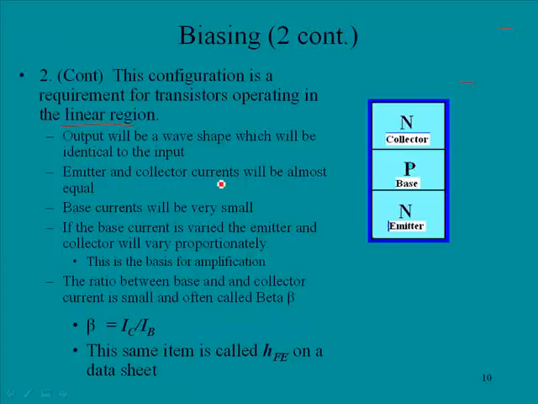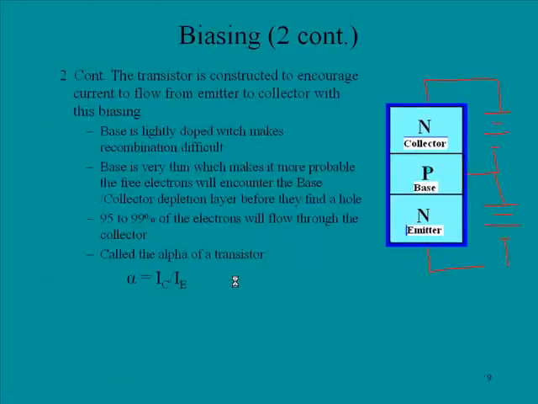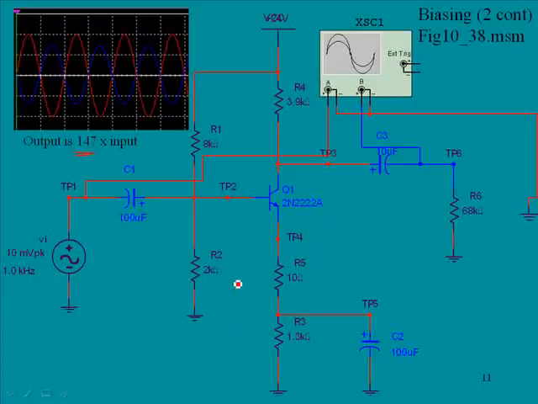Okay, the emitter and collector currents will be almost equal. We have already mentioned that. The base current will be very small. We mentioned that. If the base current is varied, the emitter and collector currents will vary proportionally, and this is the basis for amplification. If we look again at this circuit here, here is the base of the transistor, and here is a signal coming in. That signal would be applied to the base, and the currents in the transistor are going to fluctuate based on that input signal, and that will result in this phenomenon we call amplification.